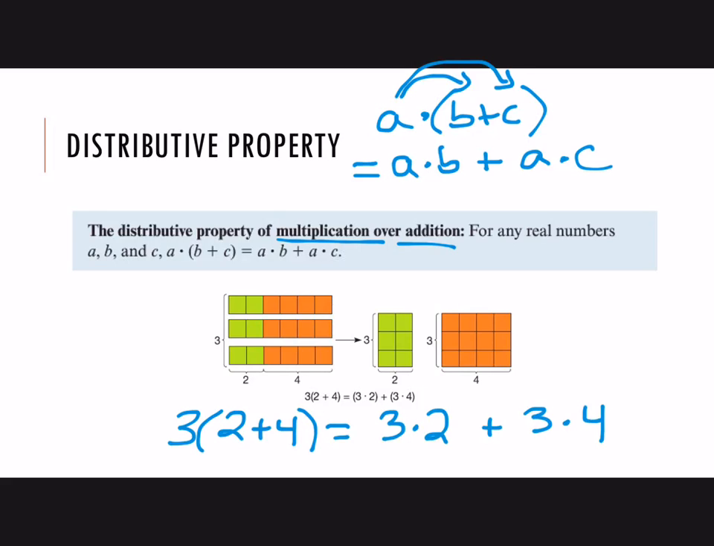Here's a visual as well for why this works. This first expression, 3 times the quantity in parentheses, 2 plus 4, is like looking at 3 groups of a sum, 2 plus 4, or maybe you could think of it as 3 rows that are each 6 long. And you can see visually, if you rearrange or change the spacing between the blocks here, that's the same as 3 rows of 2 plus 3 rows of 4. Okay, so looking at the whole long rows first versus looking at the 2s and the 4s first.